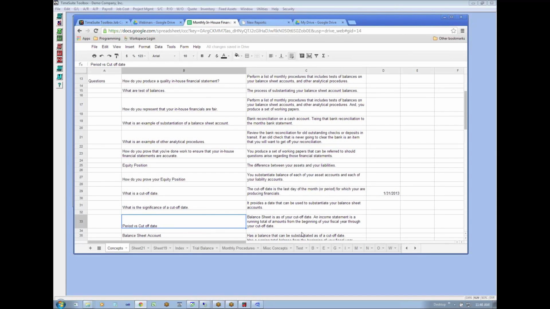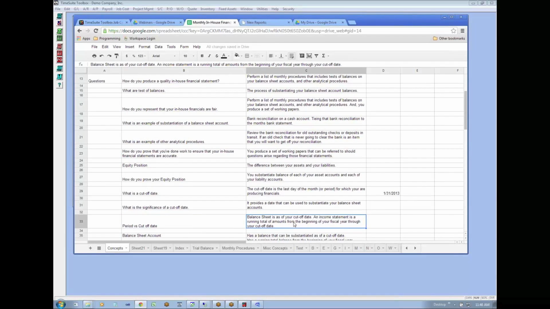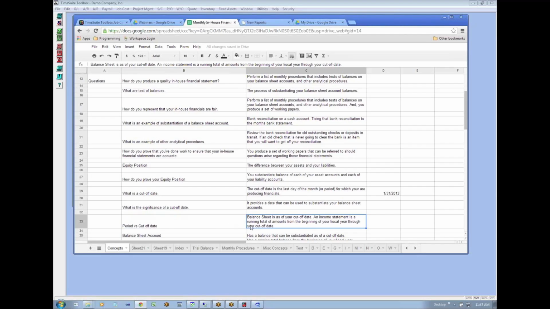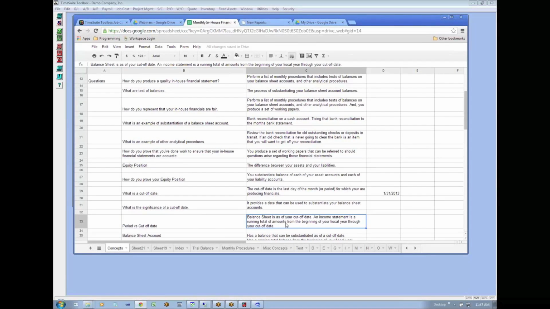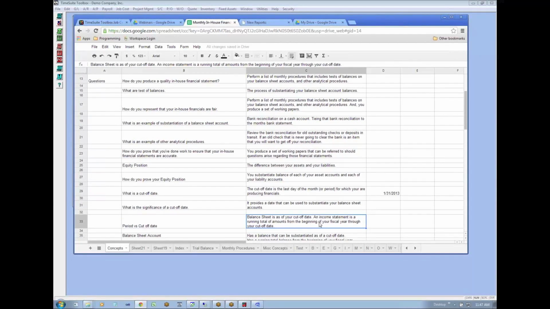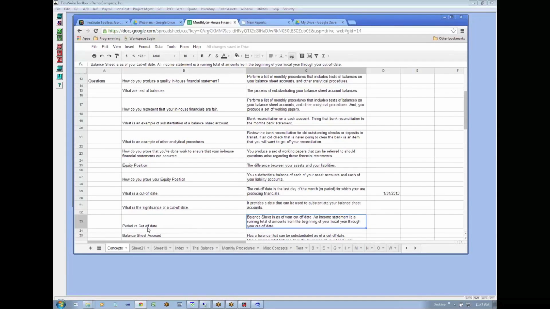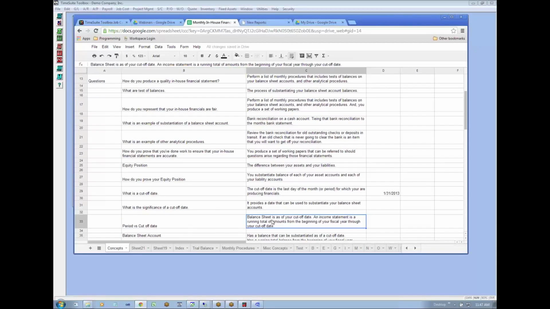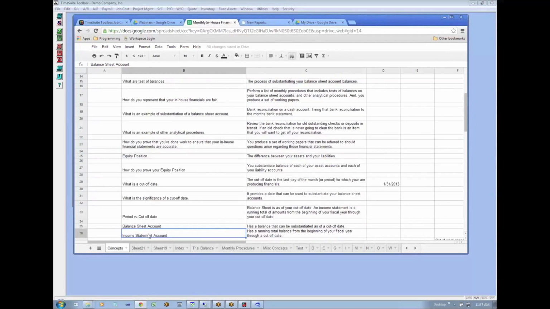Okay. Period versus cutoff date. A balance sheet is as of a cutoff date, at one date and time. So what was the cash balance at December 31st? What was your accounts receivable total at January 31st? An income statement account is not a balance as of a cutoff date. It's the running total of amounts being posted to that account from the beginning of your fiscal year through that cutoff date. So that's a period. So income statement accounts deal with periods, and balance sheet accounts deal with the cutoff date.